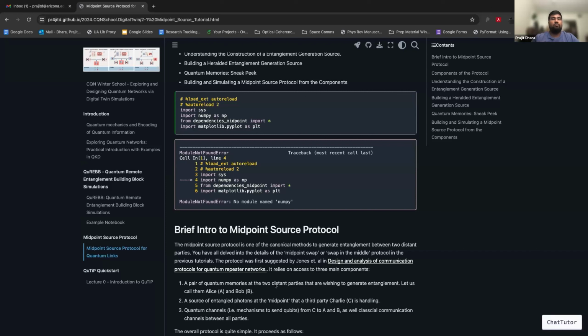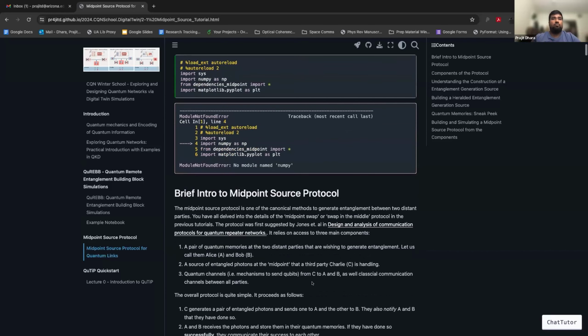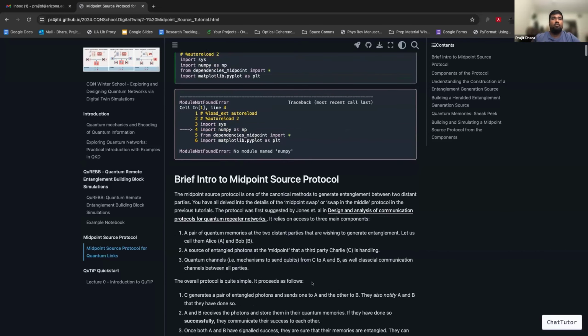In this nice paper over here. This is also a good paper or reference to look at if you want to look at the different overarching trade-offs between different protocols. Specifically, the midpoint source protocol will need three main components. Abstractly, you need some form of a quantum memory between Alice and Bob. The two parties need to receive their entanglement and then store them reliably so that they can use them in the future. You need some source of entangled qubits.